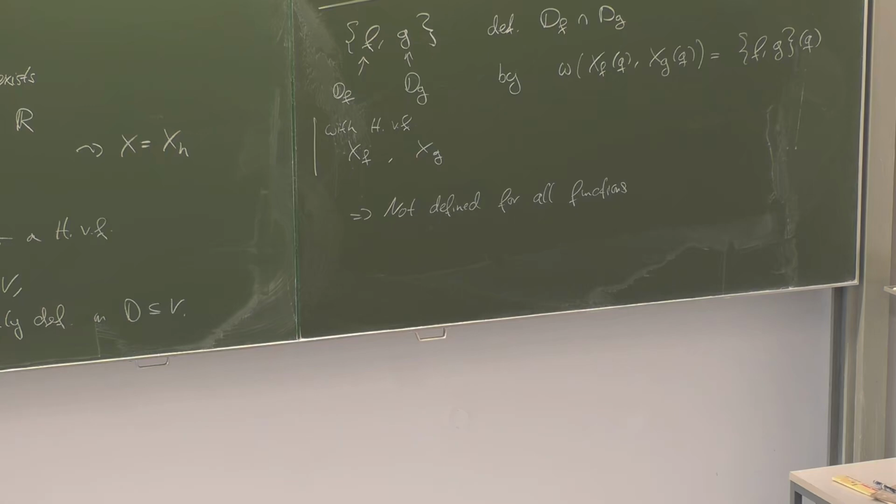Poisson brackets are mostly important, if you're a physicist, because they give you conserved quantities. So let me write that down.